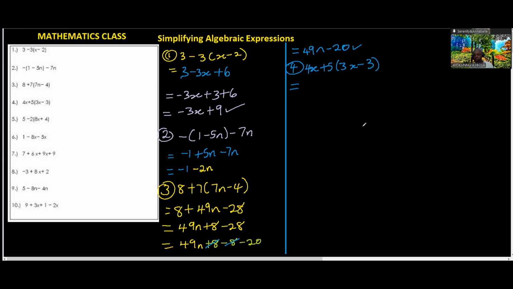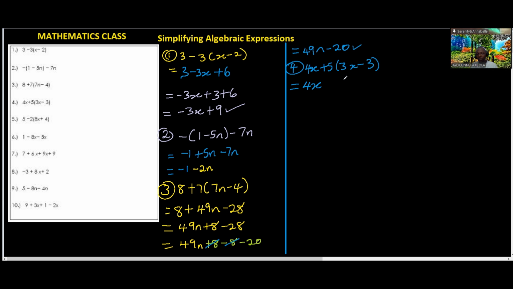4x plus 5 plus 3 plus minus 3. Wait, no. You write a 4x, then you multiply. Open the bracket. So tell me what to write now when you open the bracket. I literally just said it. What should I write now when you open the bracket?